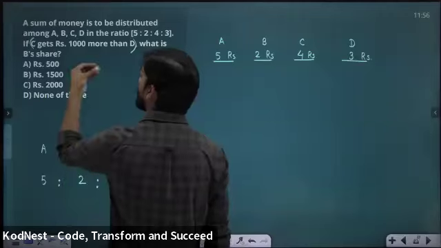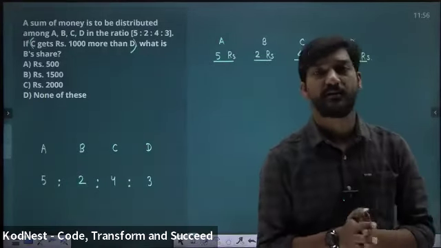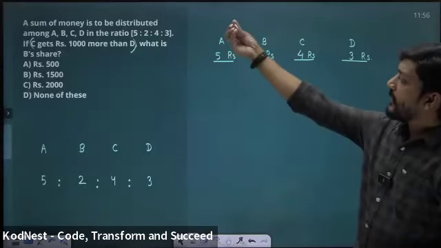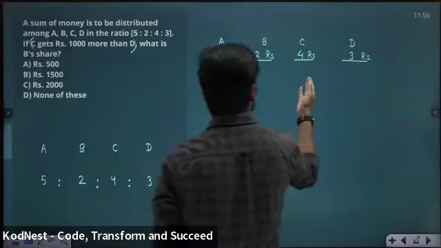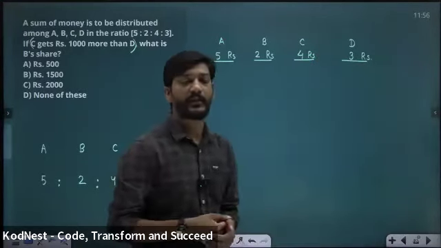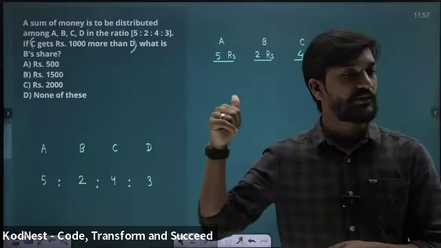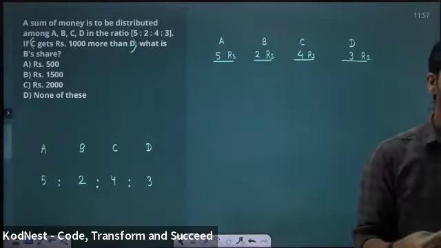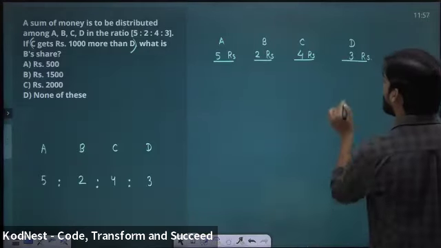So for that, see what is given other than ratio. What is given? So please answer. C is getting 1000 rupees more than D. Please see. Is C getting 1000 rupees more than D? Is he? No. How much more he is getting with our values? How much more? 1 rupee more. Okay, 1 rupee more he is getting.